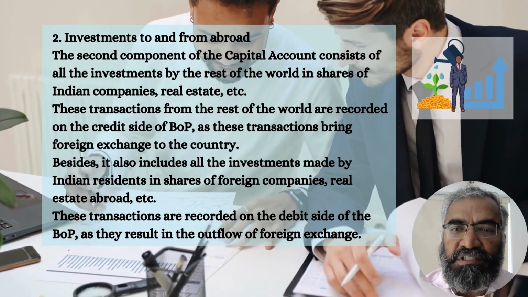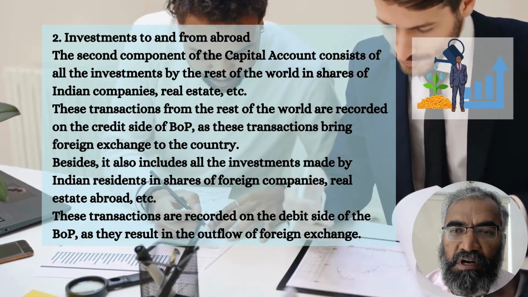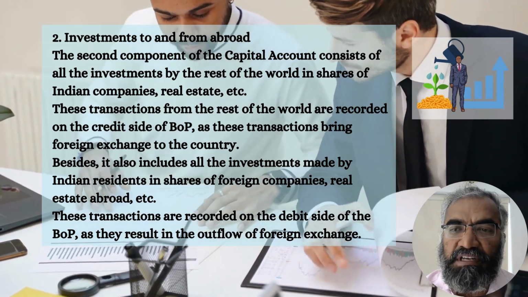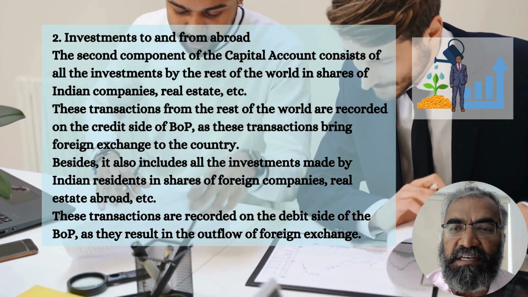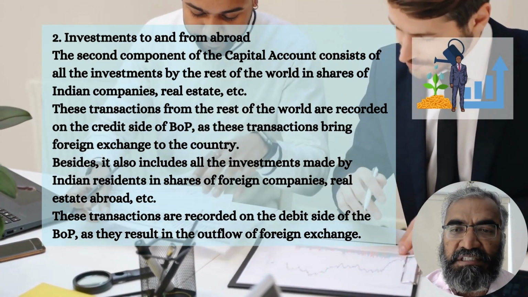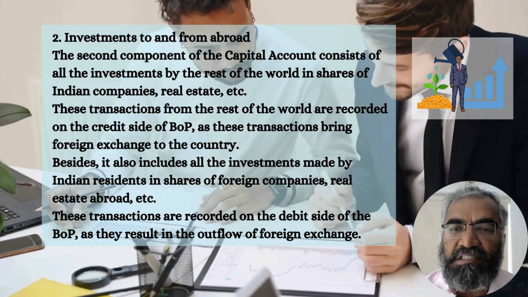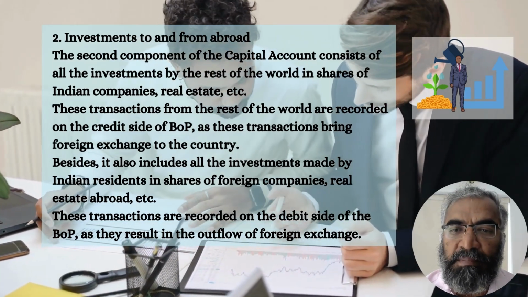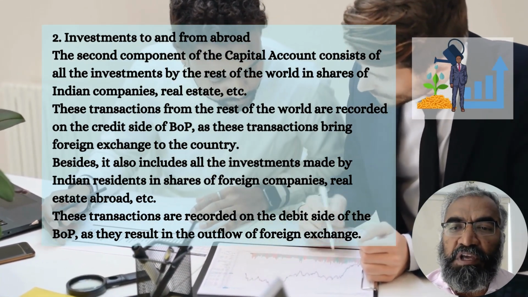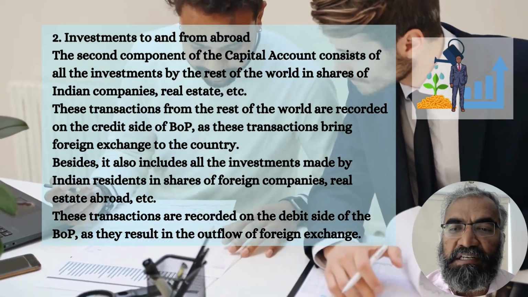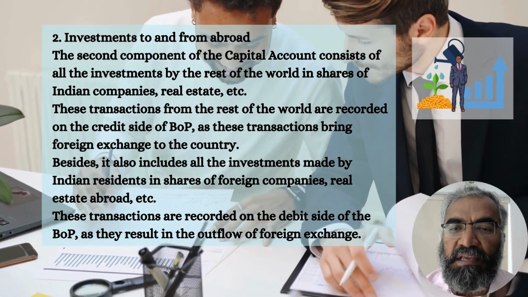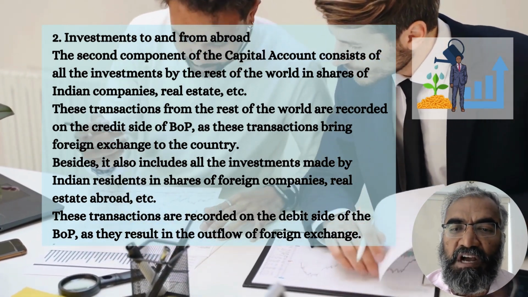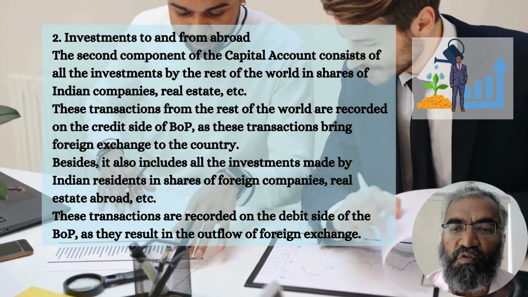Number 2, investments to and from abroad. The second component of the capital account consists of all the investments by the rest of the world in shares of Indian companies, real estates, etc. These transactions from the rest of the world are recorded on the credit side of BOP, as these transactions bring foreign exchange to the country. Besides, it also includes all the investments made by the Indian residents in shares of foreign companies, real estates abroad, etc. These transactions are recorded on the debit side of the BOP as they result in the outflow of foreign exchange.